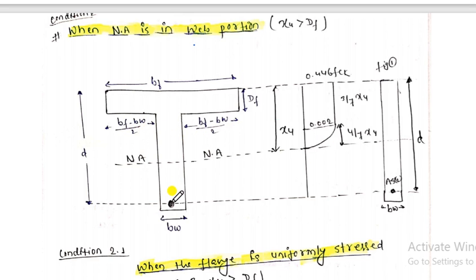This one is BW, the width of the web, and this portion from here to here is BF minus BW. Similarly, BF minus BW divided by 2 gives these portions, because if you add all these things, you will get BF. Similarly, the depth of the flange is DF. So let's understand this concept. From here it is the neutral axis. A stress block diagram is always initiated from where?